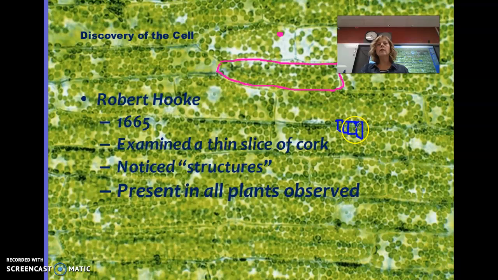And then he noticed in these little tiny structures, and he said, hey, these remind me of the little rooms that monks at monasteries sleep in, and those were called cells, and so he named these cells. Interestingly enough, all the plants he looked at seemed to have these same cool little structures.